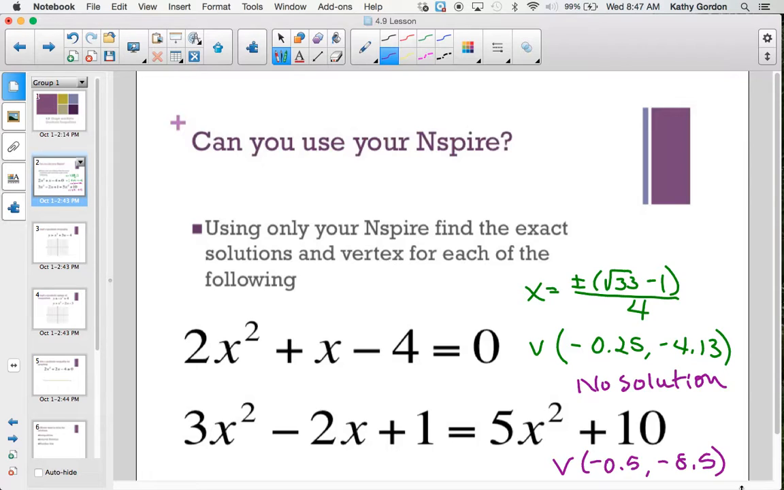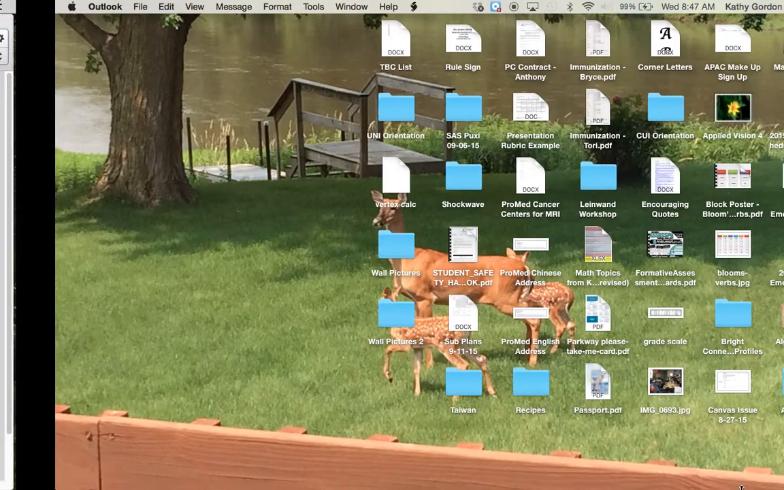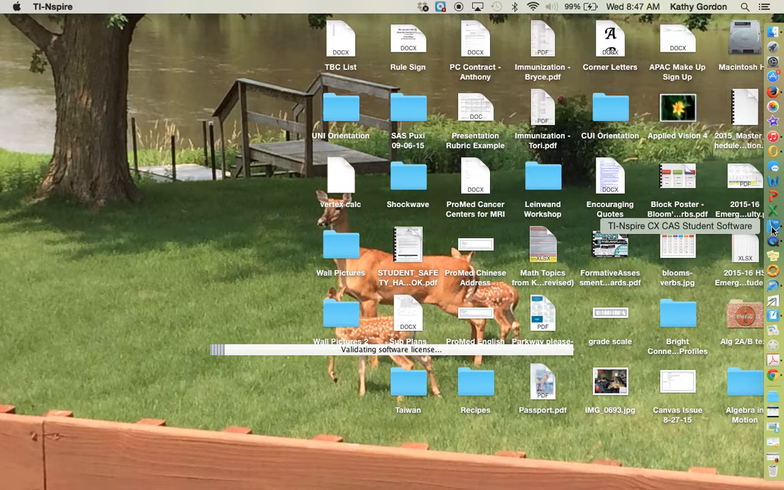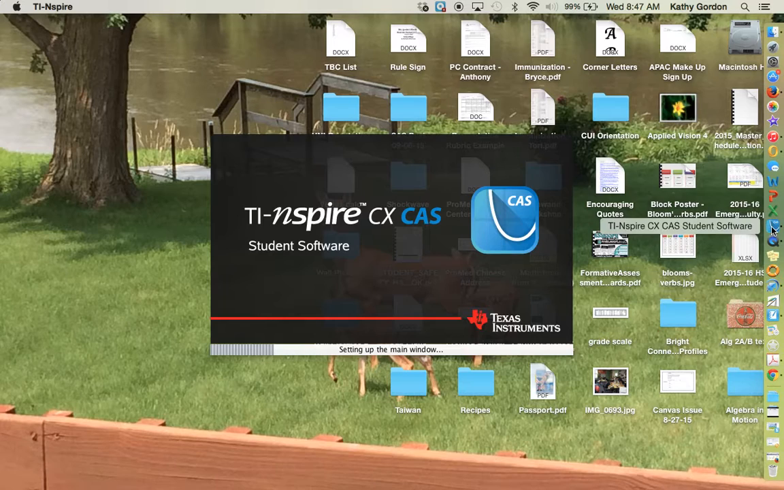How do you zoom out on the graph? Couple of ways you can do it. Let's see if I can get on here quick. This is going to take a minute to come up. When you go to menu, you have a choice of window something. And when you click on that, you have lots of different options on how to zoom.